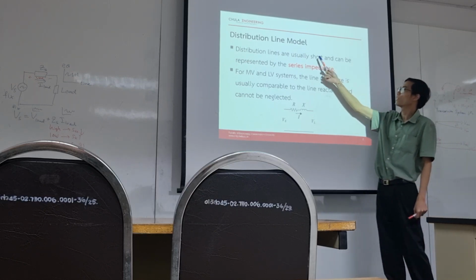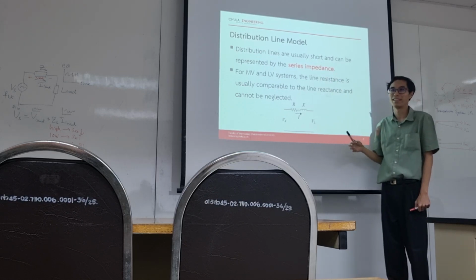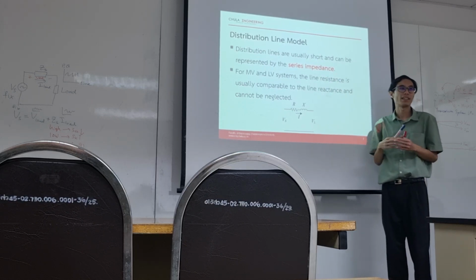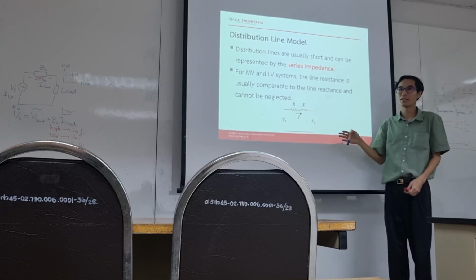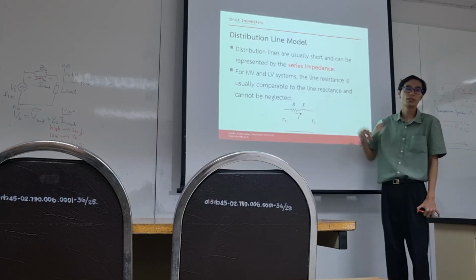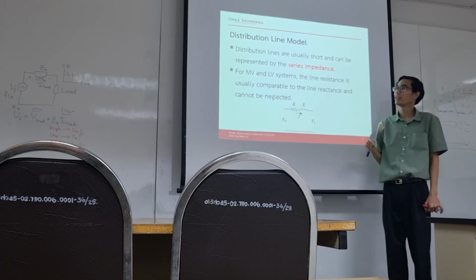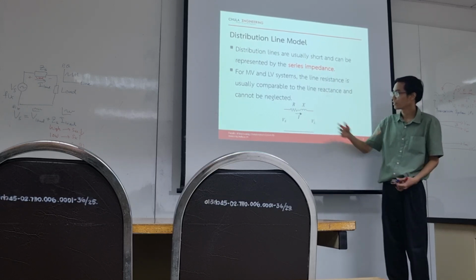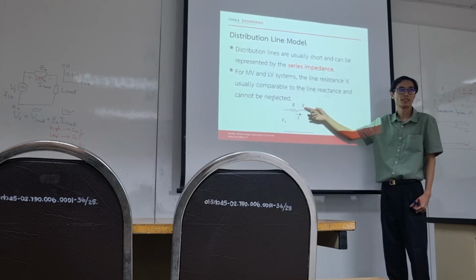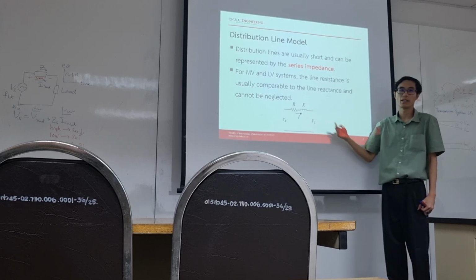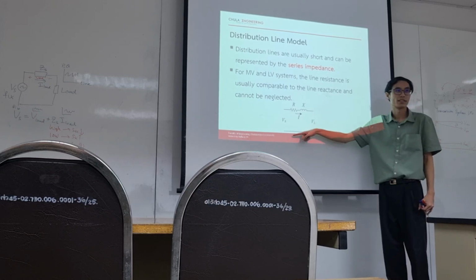Distribution lines are usually short. I mean, when I say short, I mean shorter than transmission line. Transmission line is longer because it needs to connect one region to another region, right? For transmission. But for distribution, usually shorter. So you can represent this distribution line by short line model, R and X. Or sometimes we represent it by medium line model, R, X, and then B. Do you remember that?